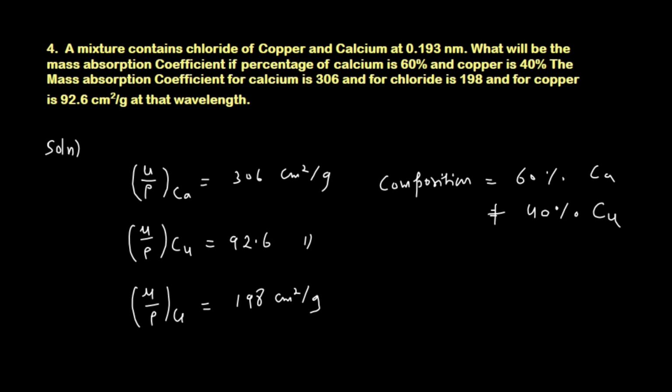Now it is very, very important. Since it is a mixture of the chlorides, we can calculate the mu by rho for the mixture. For this, we need the mass fraction of each component. So how can we calculate the mass fractions? Mass fraction of calcium, Ca2 positive.